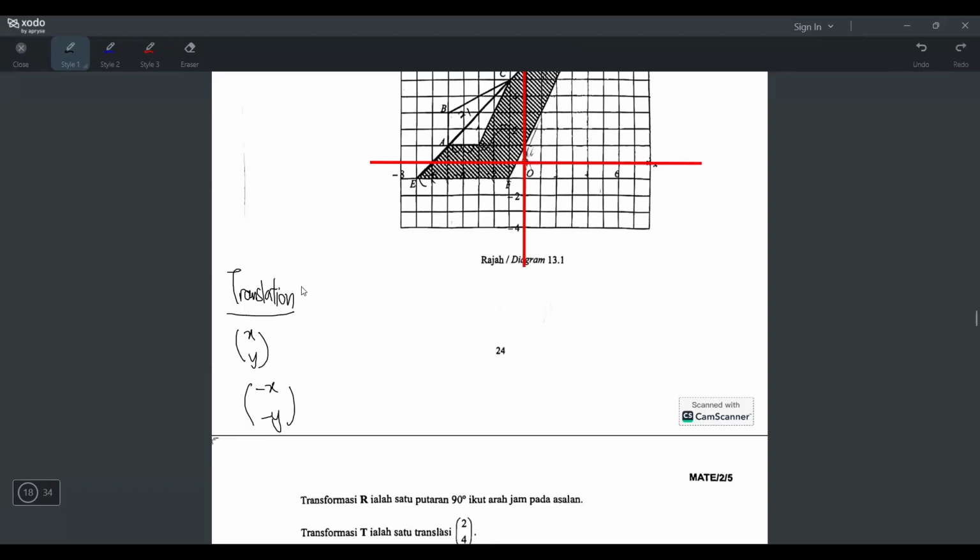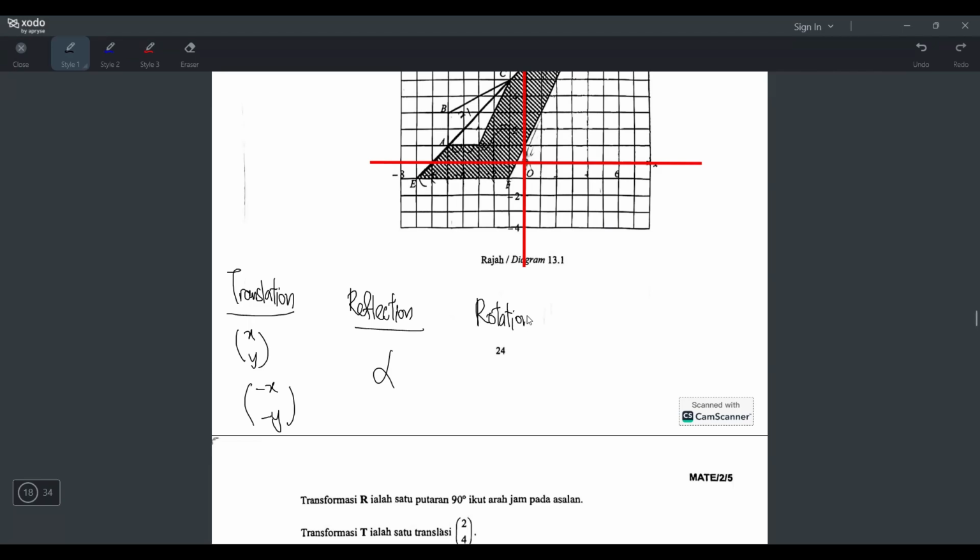Okay, what do I mean by reverse? It means when they give you the image and they ask you to find the object, then you have to do it in reverse like this. Then what about reflection? Reflection, no need to reverse, because they usually will give you the reflection line, right? Even if they want to find image or find object, if you do it in reverse, it will be the same as the original one. So reflection, there's nothing to reverse.